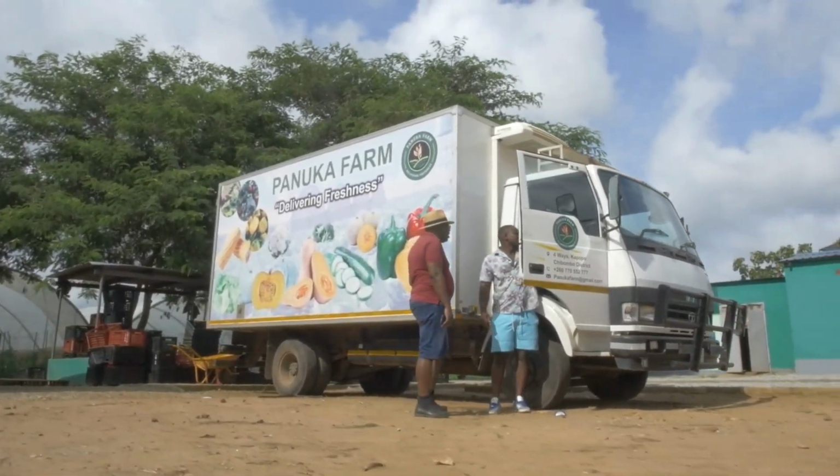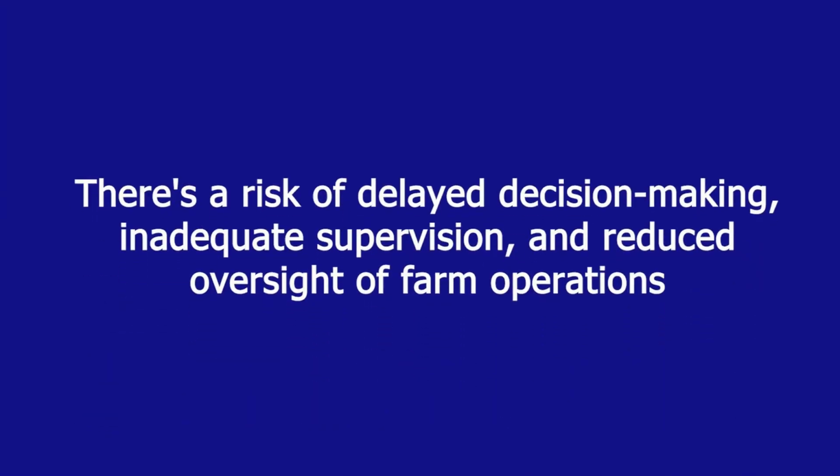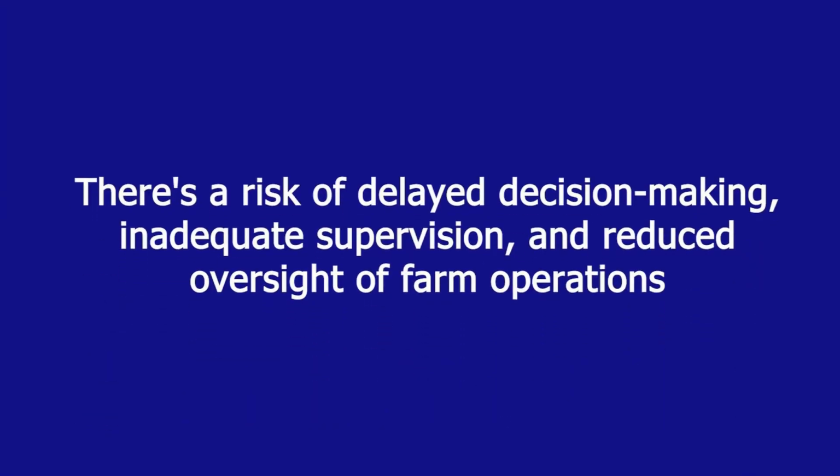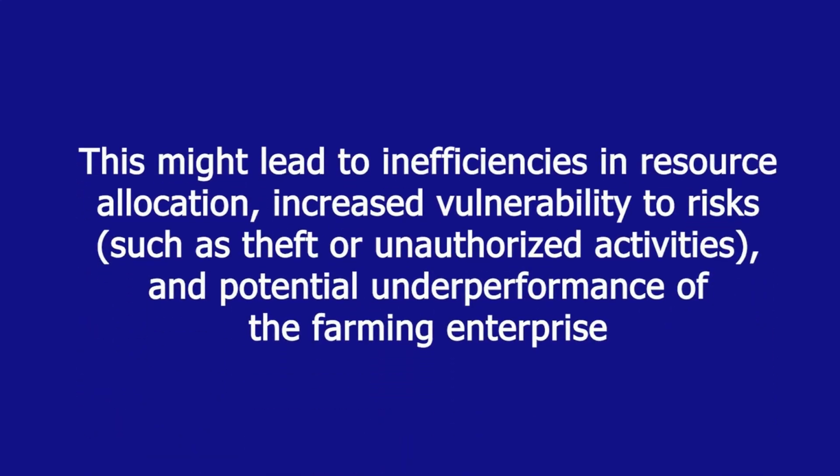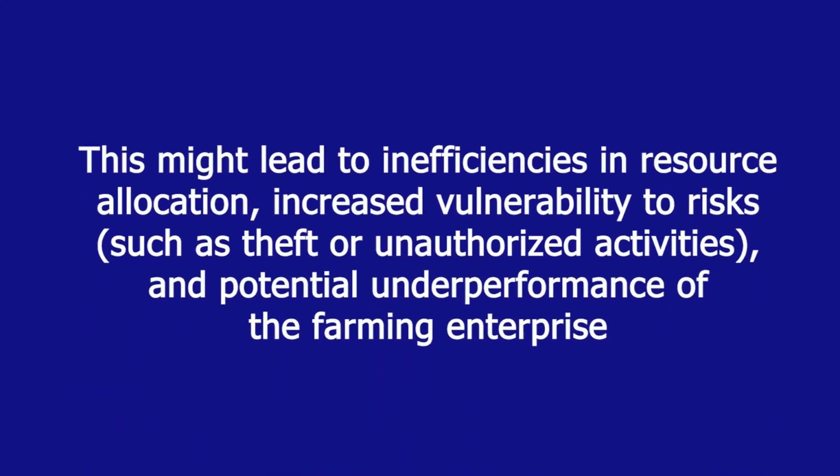But what is the risk there? One, there's a risk of delayed decision making. That's one. Inadequate supervision, reduced oversight of the farm operations. So you hear what I've articulated as a risk. And what does that then impact on in terms of your farm objectives? This might actually lead to resource allocation inefficiencies, increased vulnerability to other forms of risk such as theft and unauthorized activities, and generally there's this potential underperformance of the farming enterprise.